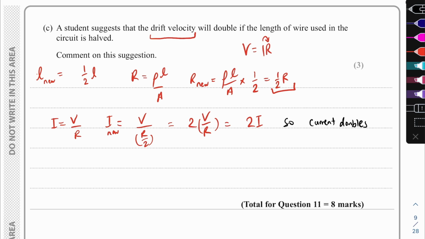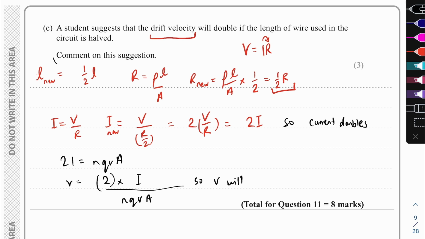Current doubles. Because the current is doubling, we know that 2I now equals nqvA. So V equals 2 multiplied by I all over nqA. Now you can see it's increasing by a factor of 2, so V will double. And what can we say about the suggestion? V will double, so the suggestion is correct.